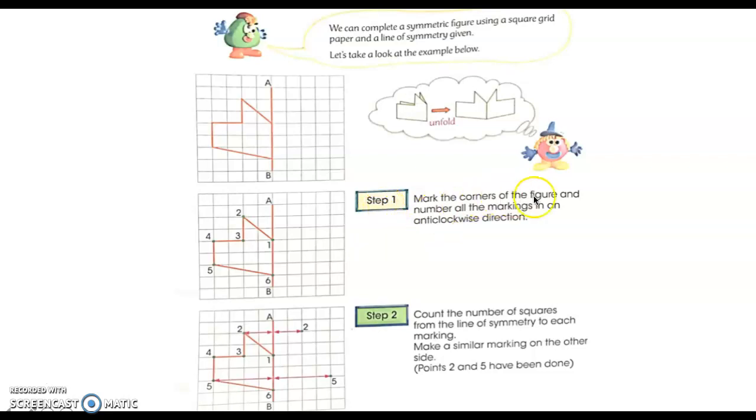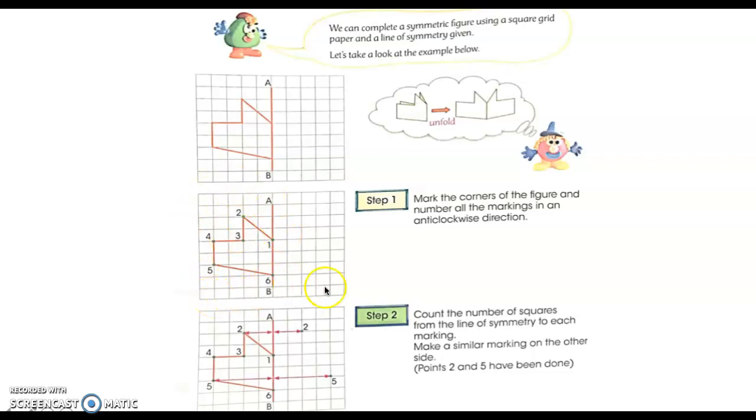Mark the corners of the figure and number all the markings in an anti-clockwise direction. So this is anti-clockwise, this is anti-clockwise, this is clockwise. So this way. So that means 1, 2, 3, 4, 5, 6. So this is one corner, another corner, another corner, another corner, another corner, another corner. Mark the corners according to the numbers 1, 2, 3, 4, 5, 6 in anti-clockwise direction.